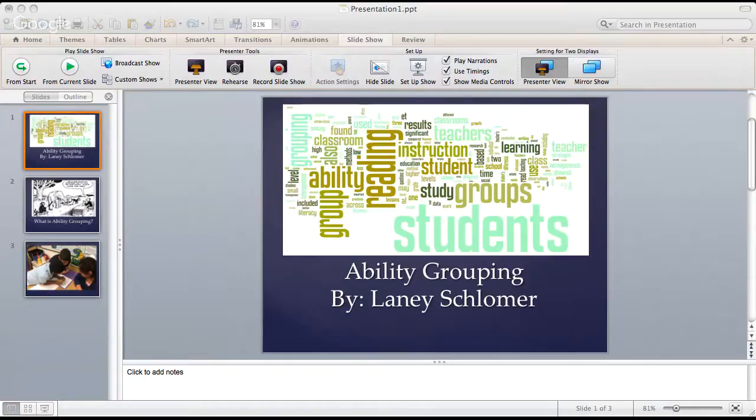My question that I wanted to focus on was: is ability grouping the best solution to the problem Russell faced in his class? To answer the question, I felt like I needed to look at the different types of grouping. And what I discovered is there's three different types: cluster grouping, within class grouping, and flex grouping. First, I'd like to talk about cluster grouping.